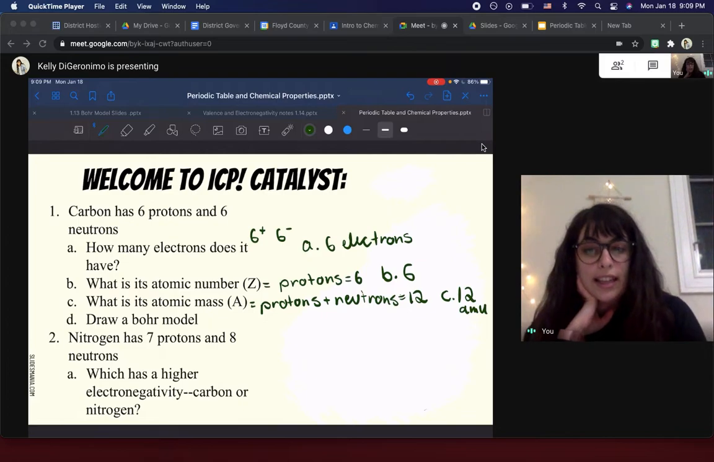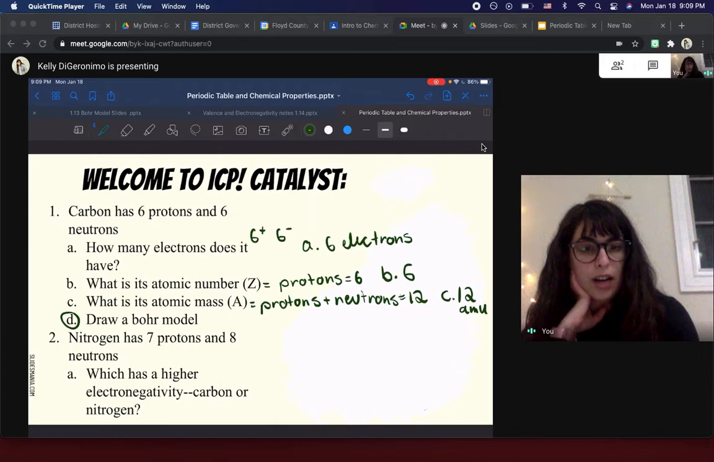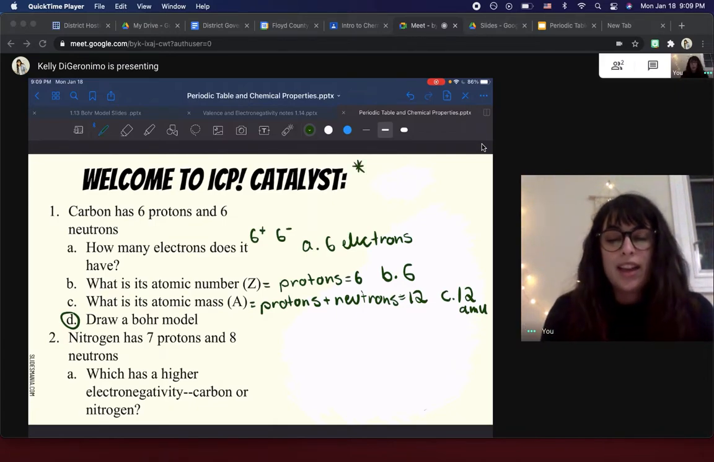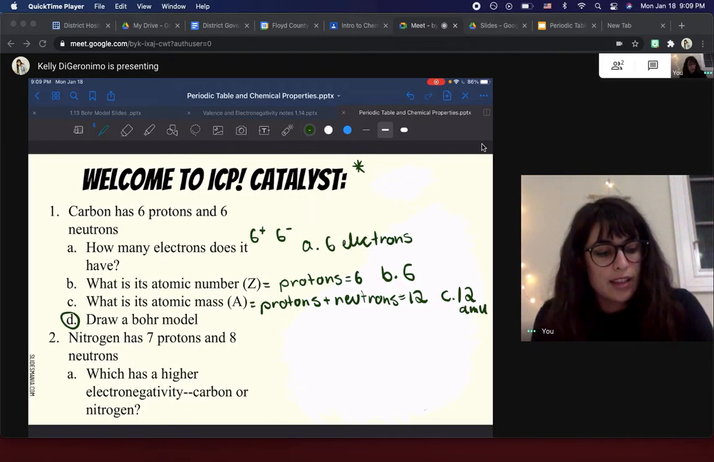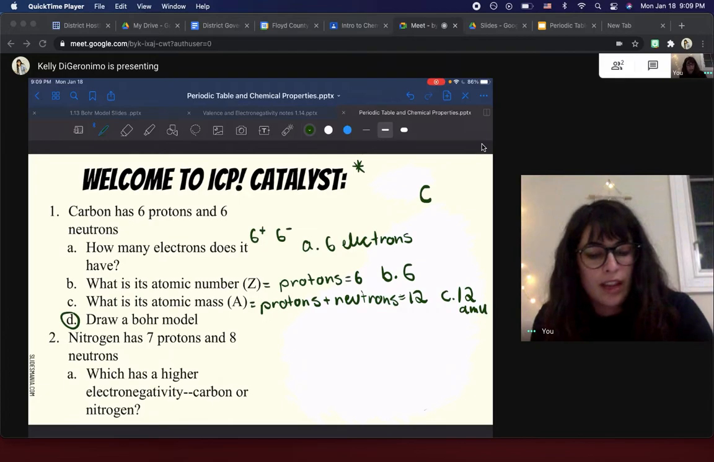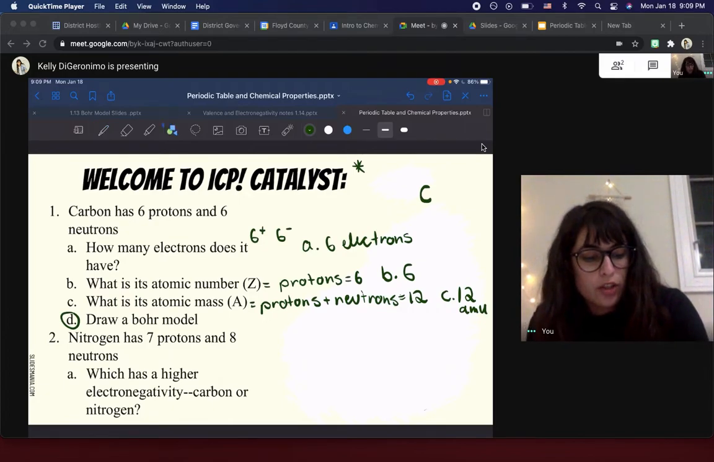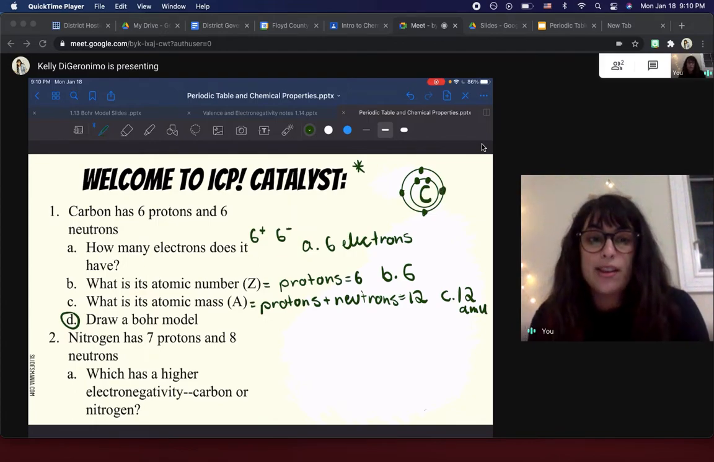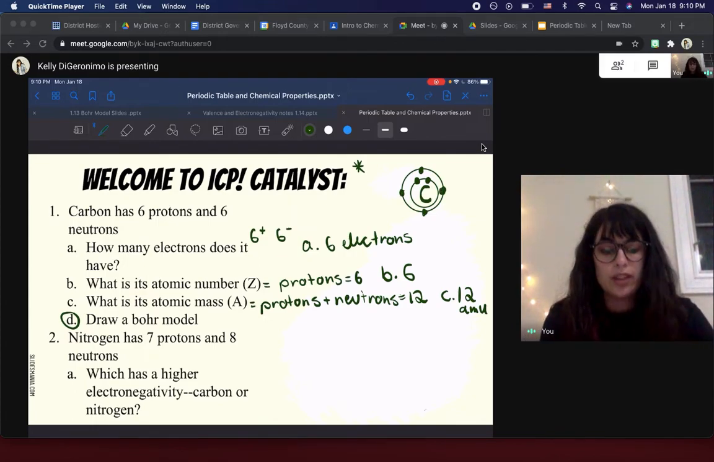The last part is D. We're going to draw the Bohr model, and I'm going to draw the Bohr model up top over here. So the most important part is that we need 6 electrons in those shells. C in the middle for carbon, and then let's get the first shell. It can only have 2 electrons, and we have 4 electrons left to draw. So second shell is going to have 4 electrons total. 1, 2, 3, 4. Make sure you don't pair them. And we are all the way finished with number 1.